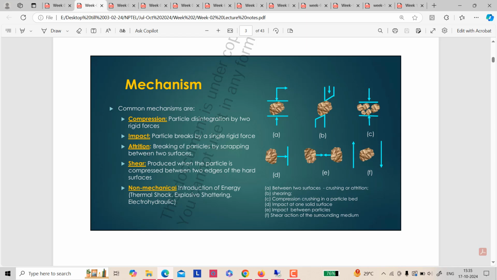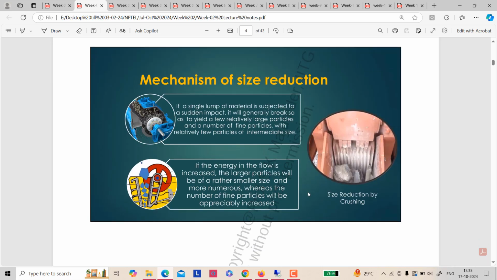Attrition is when we scrape particles between two surfaces, and shear is when we move the particles in opposite directions and tangential forces are applied. Non-mechanical methods involve the introduction of energy, thermal shock, explosive shattering, etc. So this is how size reduction happens in the crusher. These are the different types of instruments and equipment used to reduce the size.